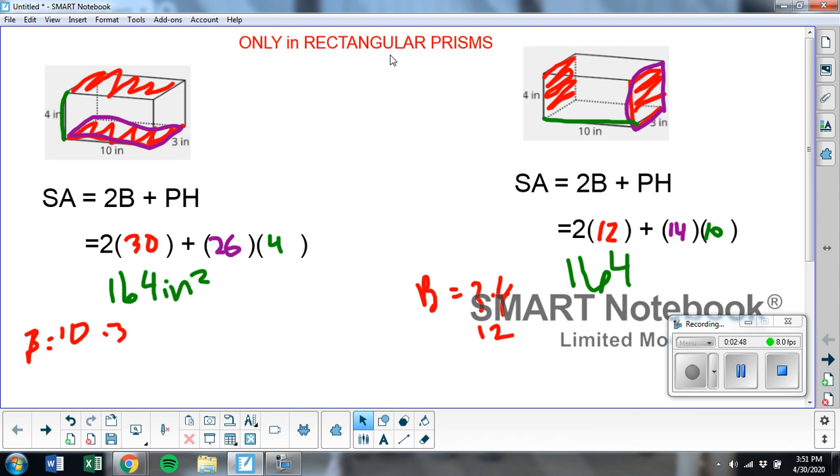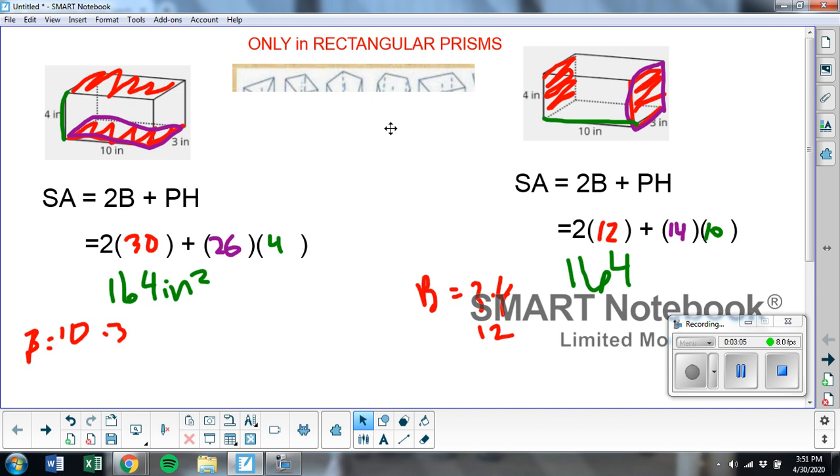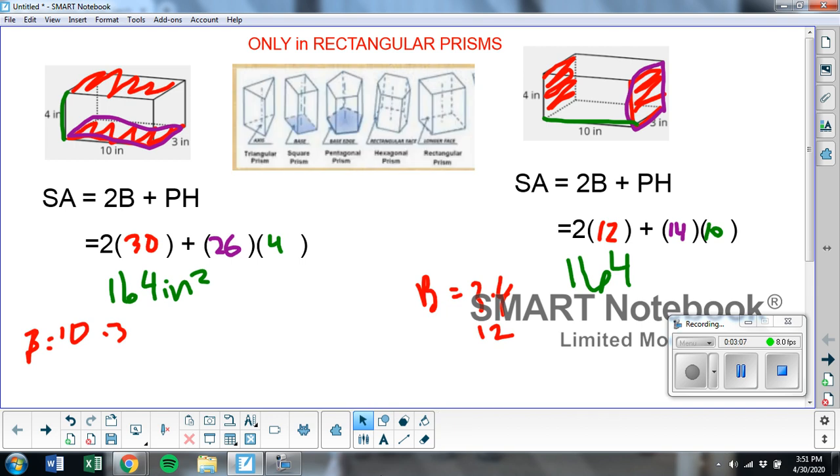This will only work in rectangular prisms because all of the faces are rectangles. Notice the top and bottom are rectangles, the back and the front are rectangles, and the left and right, if you want to call them that, are also rectangles. If I look at these prisms, here's the rectangular or square one, or a rectangular one will work also.